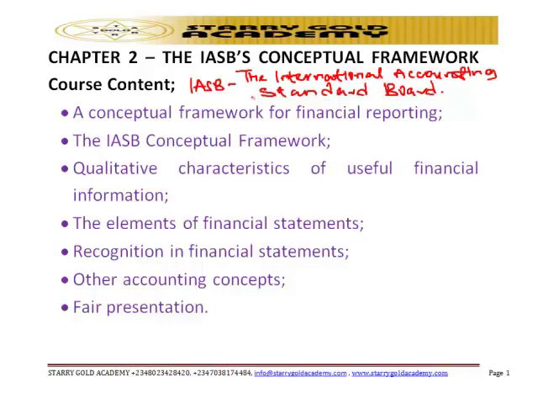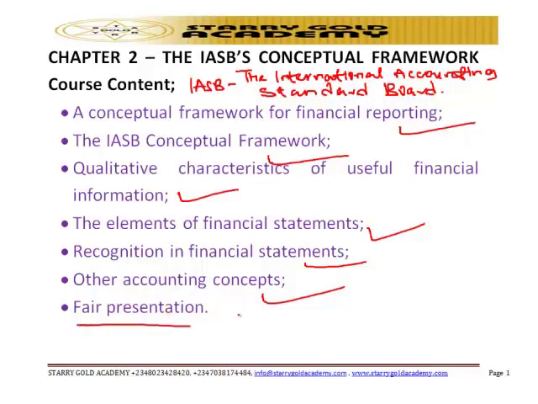That's what it means. So under this topic, the outline we'll be looking at includes a conceptual framework for financial reporting. We're considering the IASB conceptual framework as well. We'll be looking at qualitative characteristics of useful financial information. We'll be considering the elements of financial statement. Thereafter, we'll move towards recognition in financial statement. We'll also be considering other accounting concepts, and finally, under this topic, we'll be looking at fair presentation. So these are the things that we'll be considering under the IASB conceptual framework. It's going to be a good time.